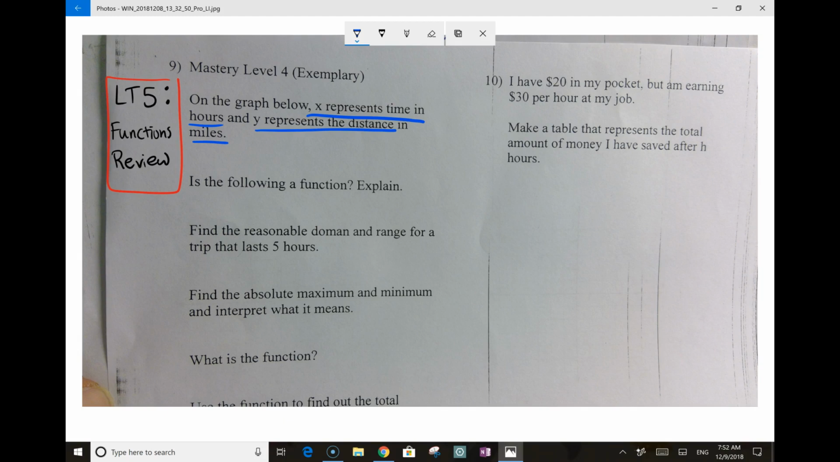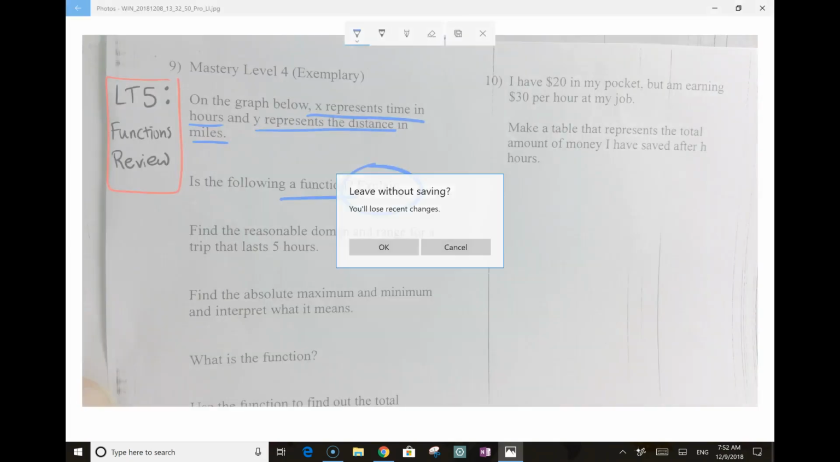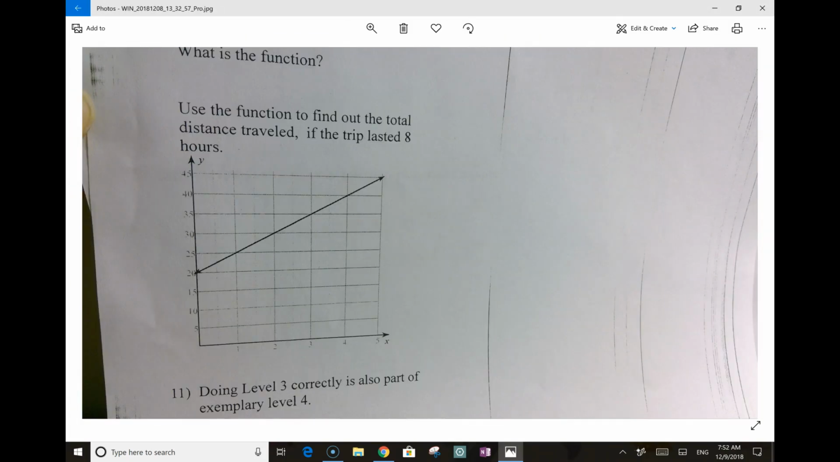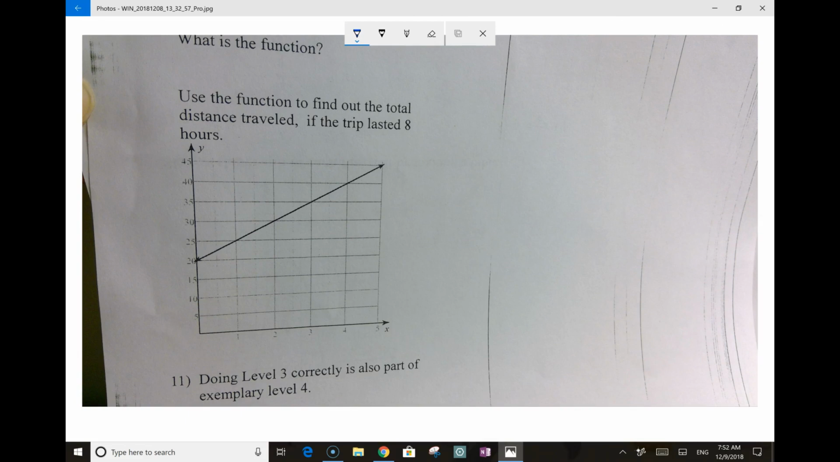So the following is the first one. It's asking, is the graph a function? If it is or is not, explain the reason. Let's take a look at what they're referring to. Here we have a graph, and in this graph we have our x-axis, time in hours, and then our y-axis, which represents the distance in miles. This was already given on the previous slide as given information.